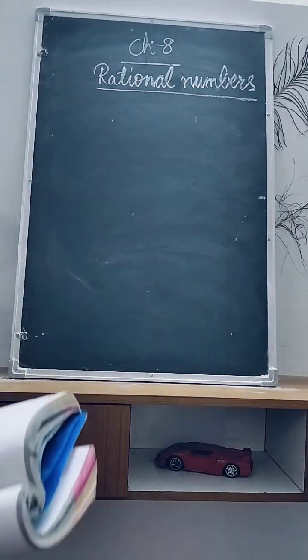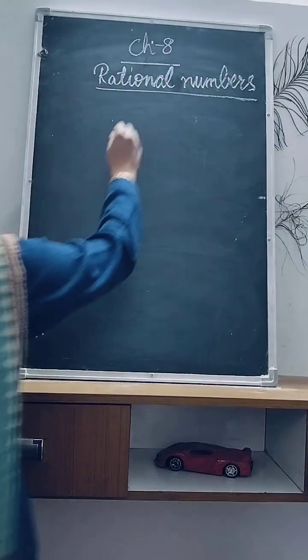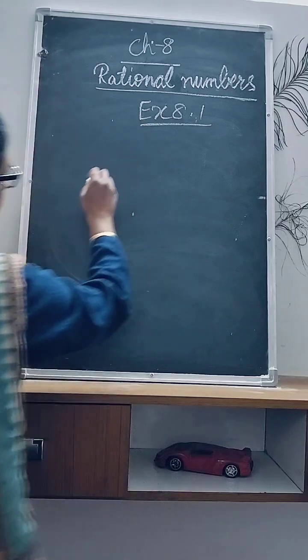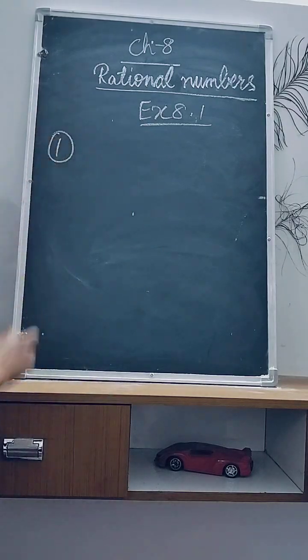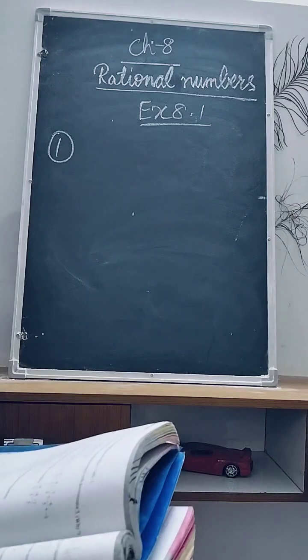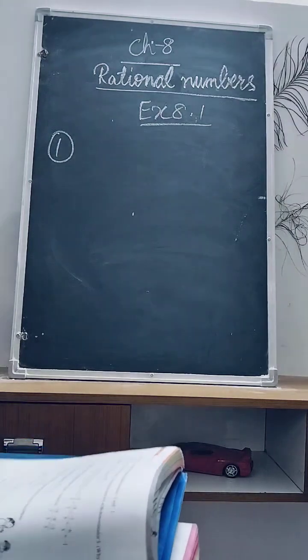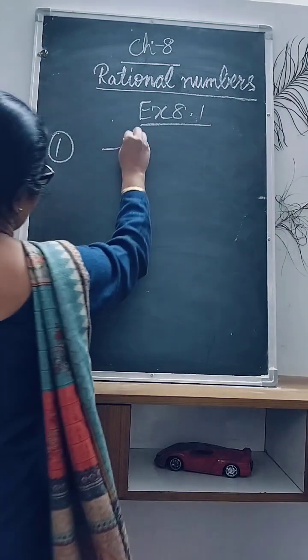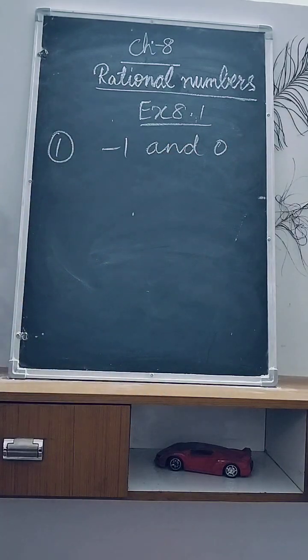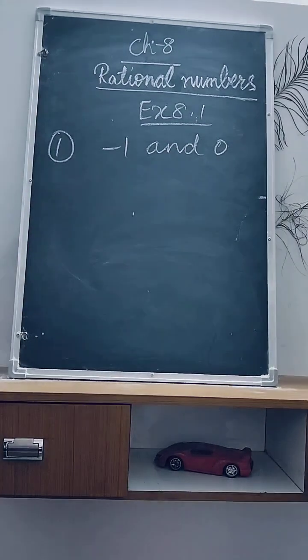Okay, now let us do Exercise 8.1 for class 7. Question number 1: list 5 rational numbers between minus 1 and 0. As it is written, we have to find the 5 rational numbers.